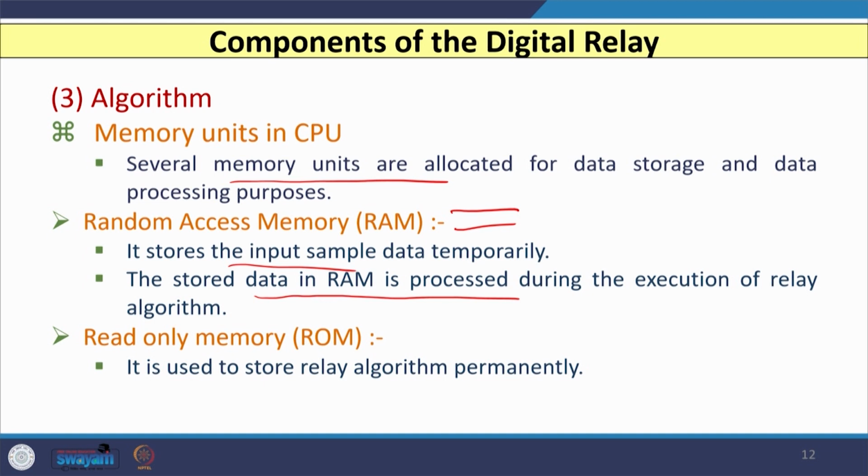So, as I told you, if we have a simple overcurrent relay, and let us say the equation of this overcurrent relay is given by time of operation equal to, let us say, some constant A divided by the plug setting multiplier raised to some another constant minus 1, into time dial setting. So, the function of read only memory is to store the relay algorithm permanently. Whatever relay algorithms are there, they are going to be stored in this read only memory.